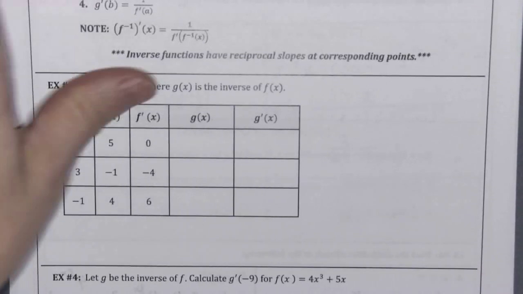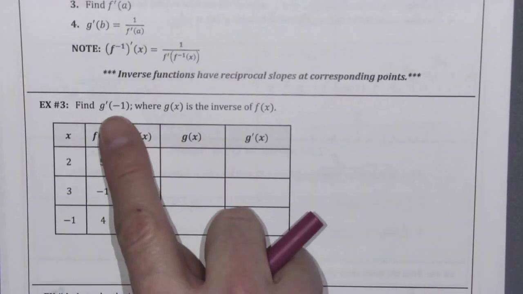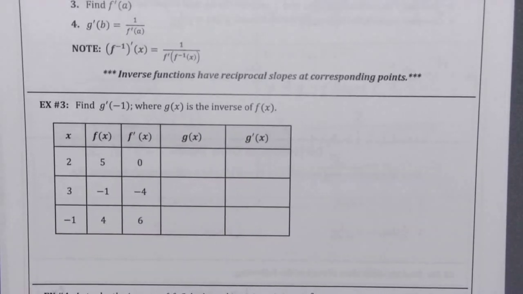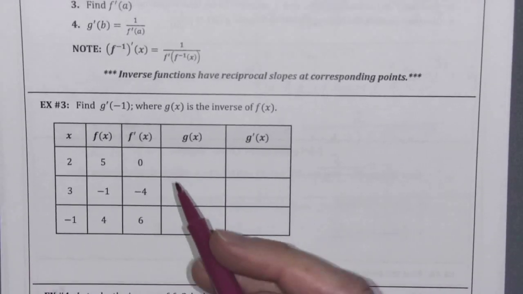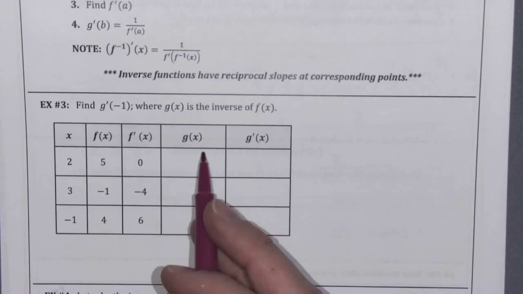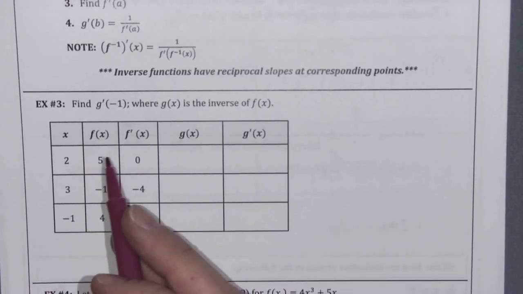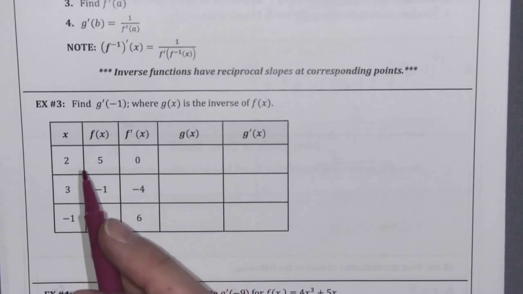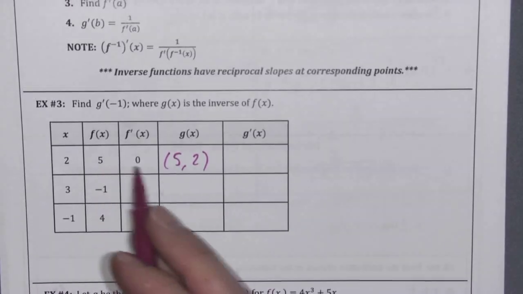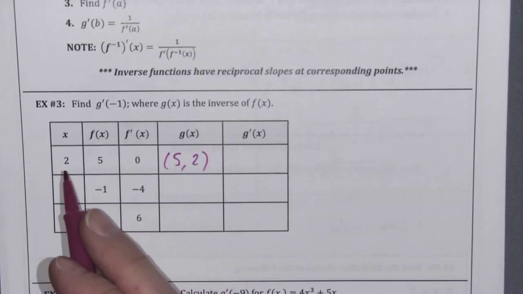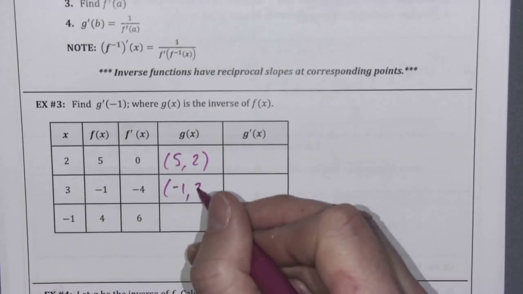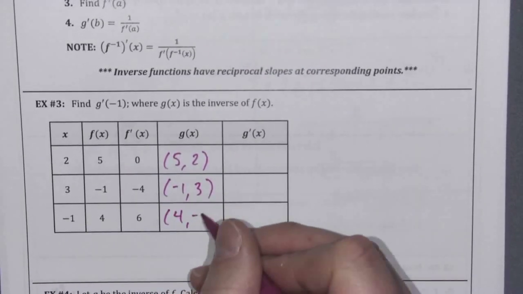All right, so we've got this table, and we want to find g prime of -1, where g of x is the inverse of f of x. The way this works is that if you want to know g of x, you are given that it's an inverse, so the point is swapped: the output is its new input, and its old input is its new output. I think you get the drift. So these guys have been swapped.